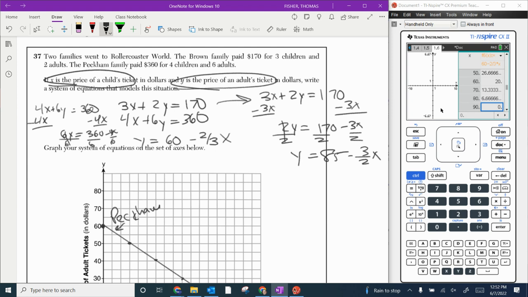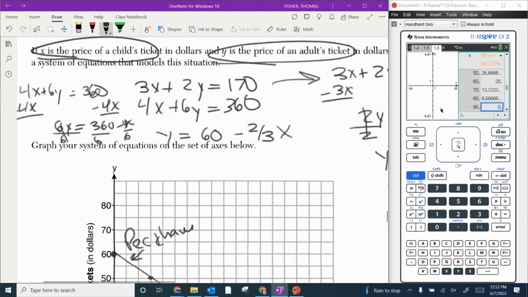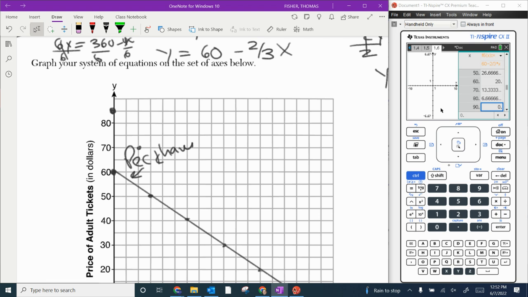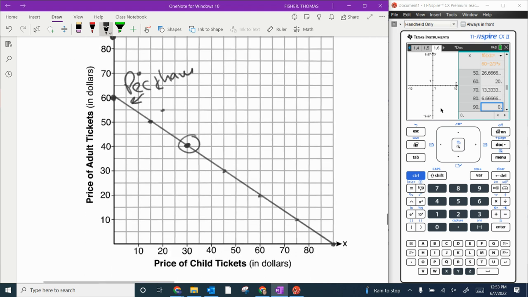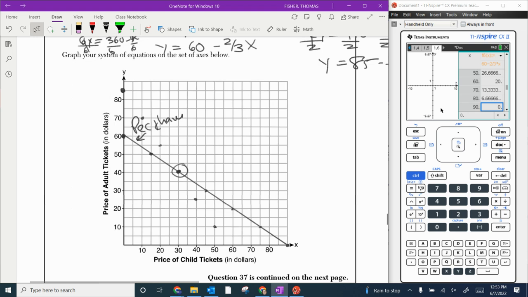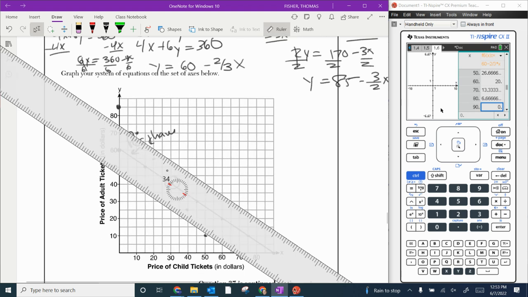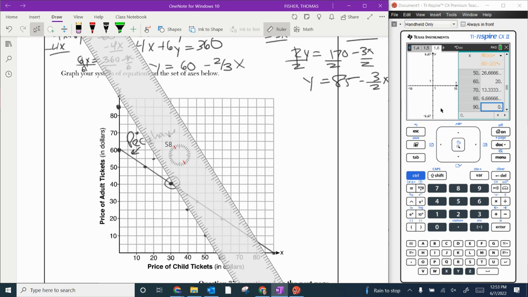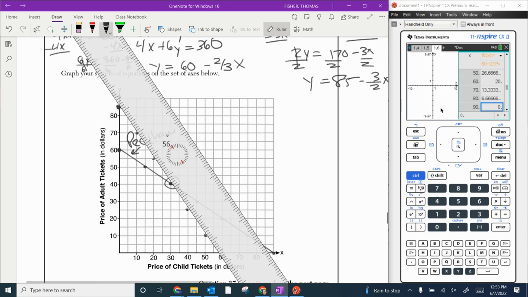Right here. The other one, 85 minus 3/2 x. So 85 would be here. So minus 3/2, so down 3, right 2. Down 3, right 2, etc. Crossing here. Down 3, right 2, etc., etc. So I'm going to use my ruler for this one. I don't think arrows would make any sense here because you're not going to have negative prices. So I wouldn't use arrows on the ends.